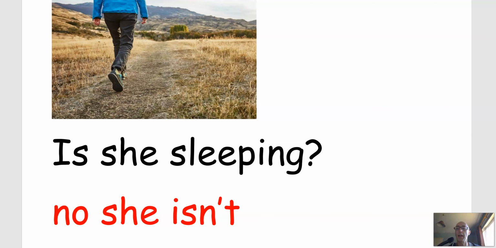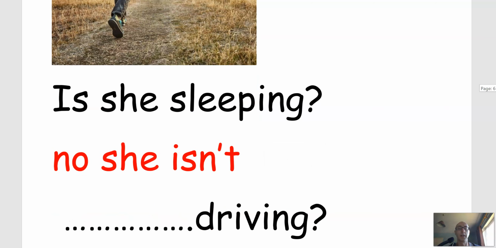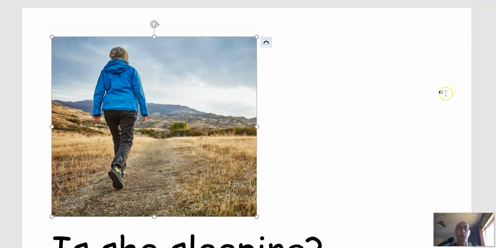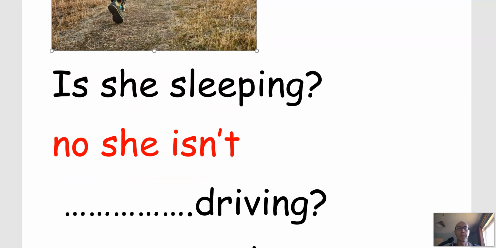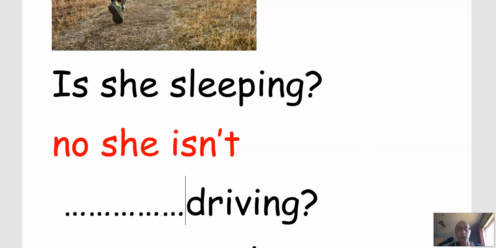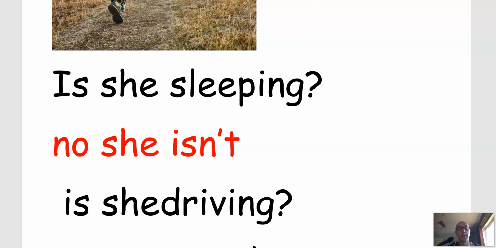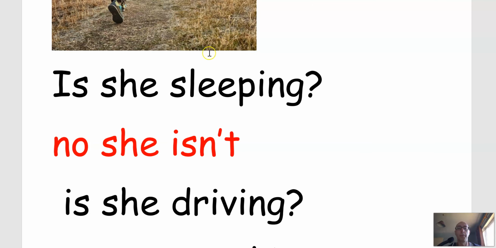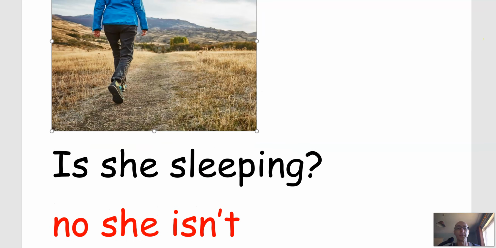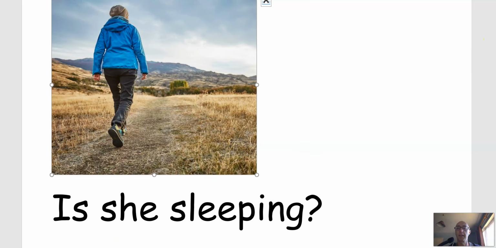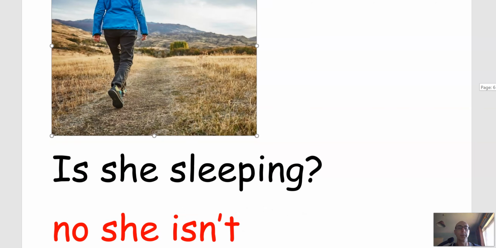So let's look at driving. Is she driving? So the question is, we're going to make the question. The question is she? Is she driving? No, of course she's not. No, she isn't. No, she isn't driving.